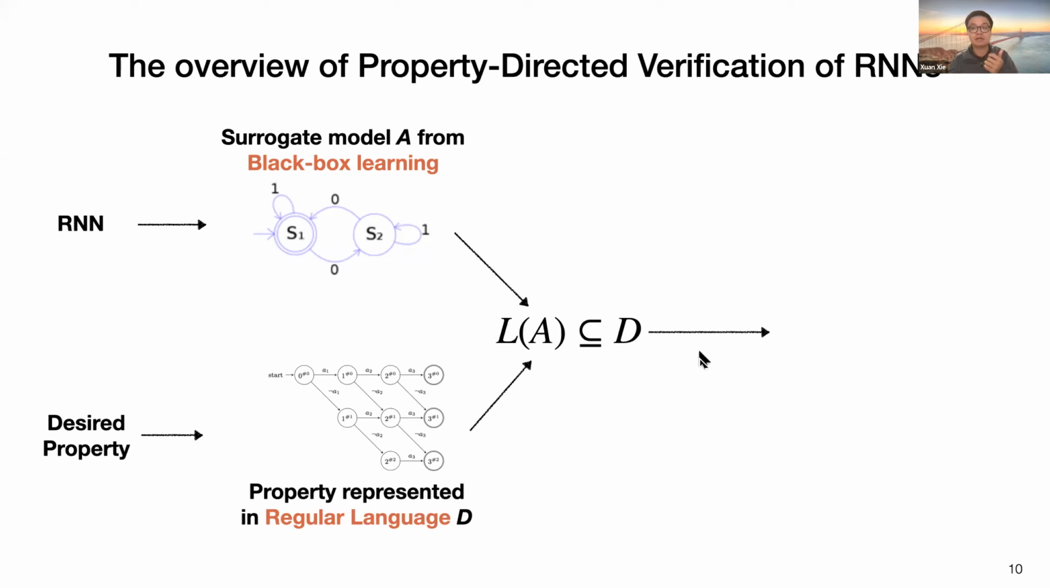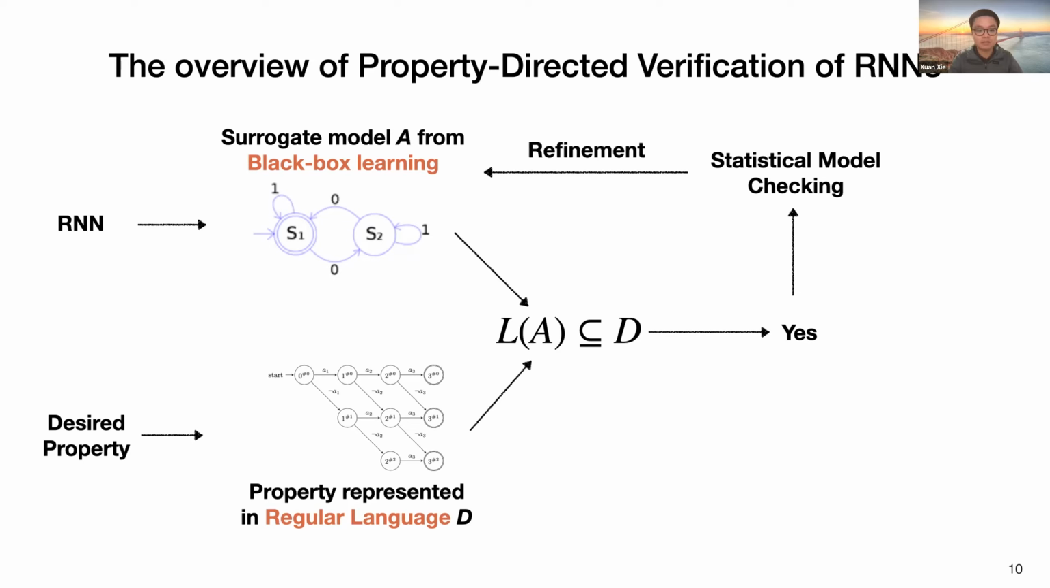Let us consider the case of yes at first. Notice that the surrogate model we learn might be imprecise because of the complicated internal structure of the RNN. Therefore, we perform statistical model checking to check whether there's inconsistency between the network and the surrogate model. If there is a counterexample, we put the counterexample back to refine the model. Otherwise, we return the result, claiming that the property is satisfied.